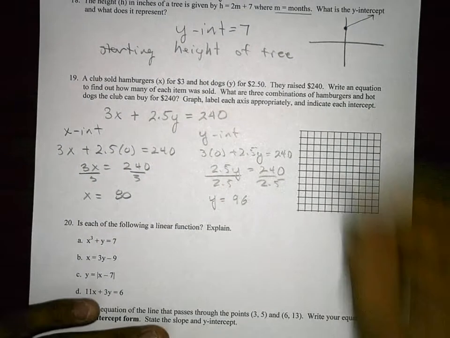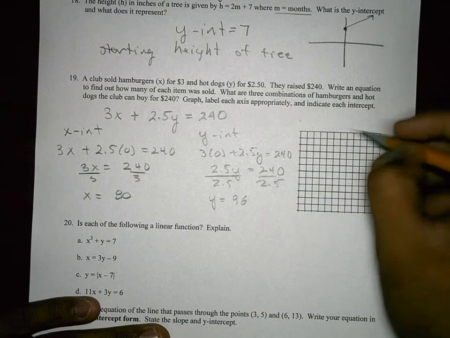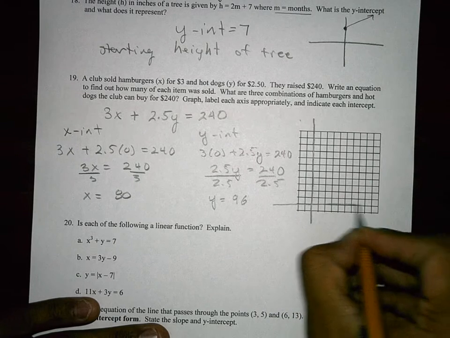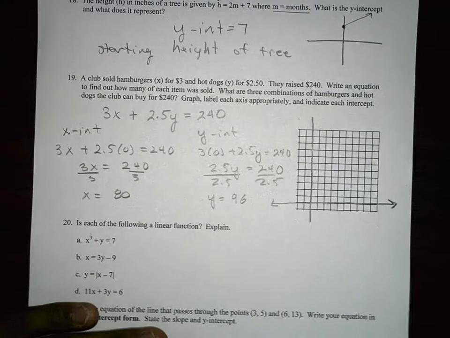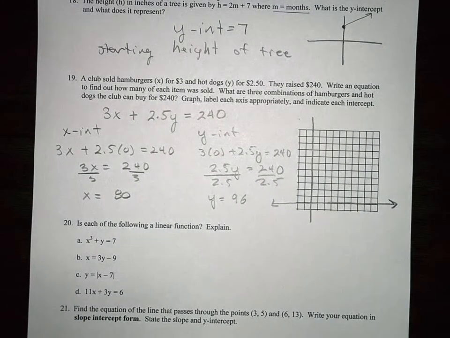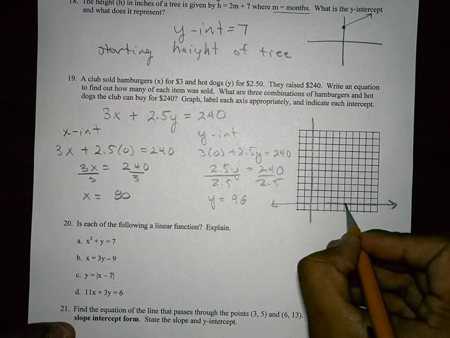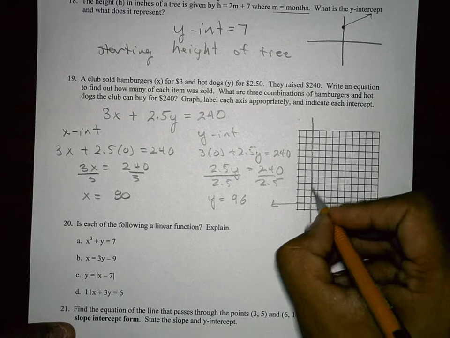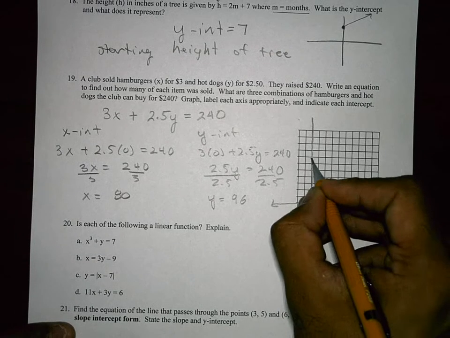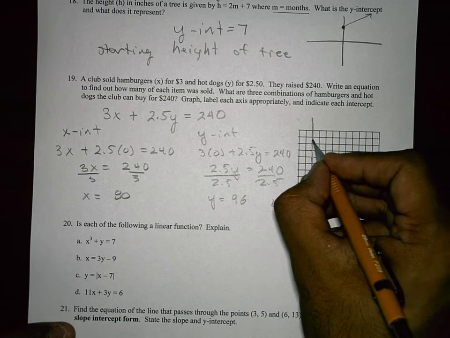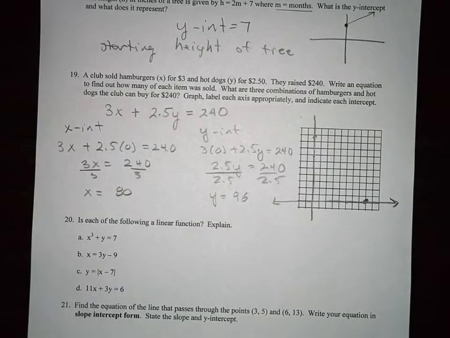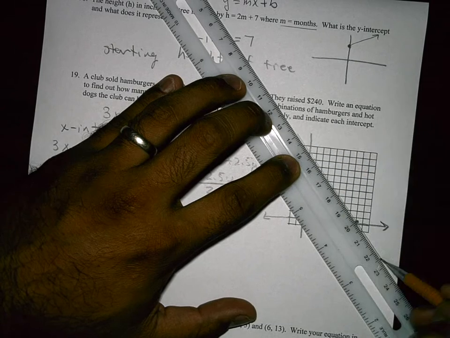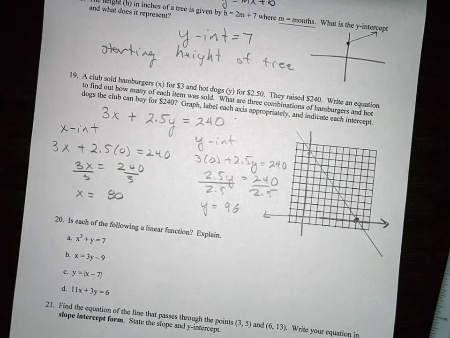Alright, so I'm going to go ahead and graph that on this. I'll put my graph right about here. Now you can see I got some pretty big numbers, so I'm going to have to make these worth a little bit more. So I'm going to make them worth tens. So this is 10, 20, 30, 40, 50, 60, 70, 80. And this is 10, 20, 30, 40, 50, 60, 70, 80, 90, and 96 is about halfway, which is about right there. Okay. And there's my line. Okay.